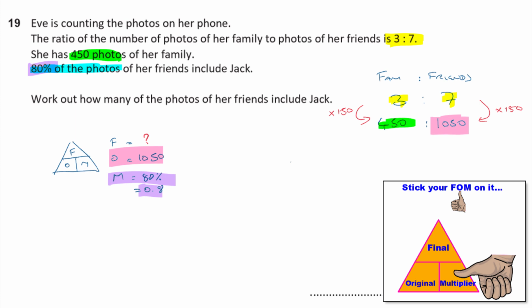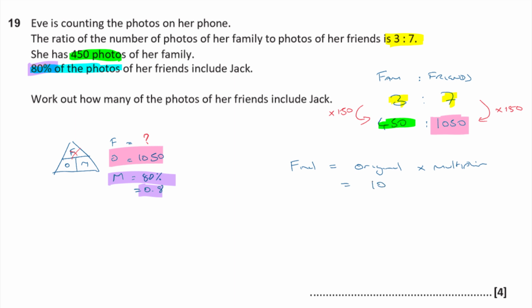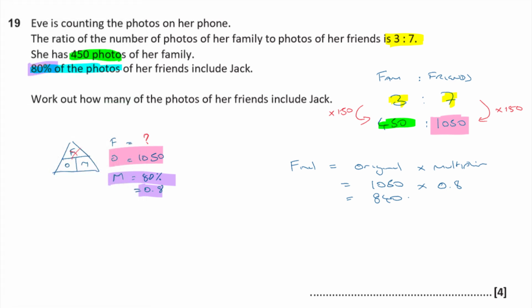So then the final is going to be, covering up the thing I want, F, that's O times the N, so it's the original times the multiplier. So that is going to be 1050 times 0.8. So how many have got Jack in there? 1050 times 0.8 comes to 840 Jack photos. That's a lot of photos of Jack. So there are 840 of them.